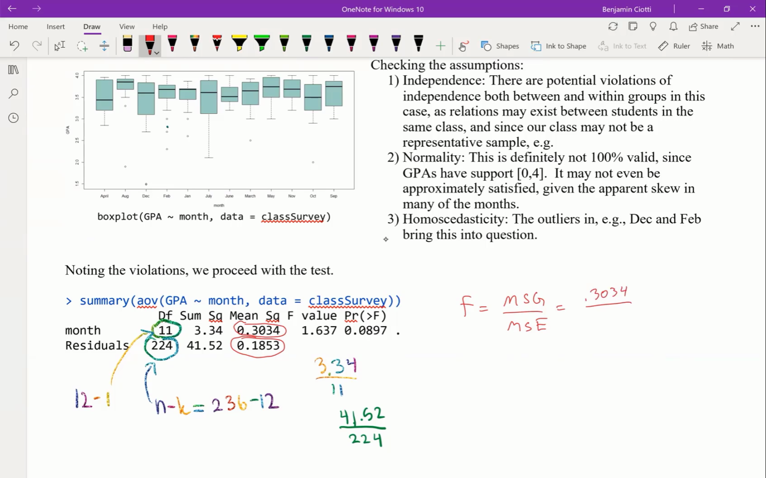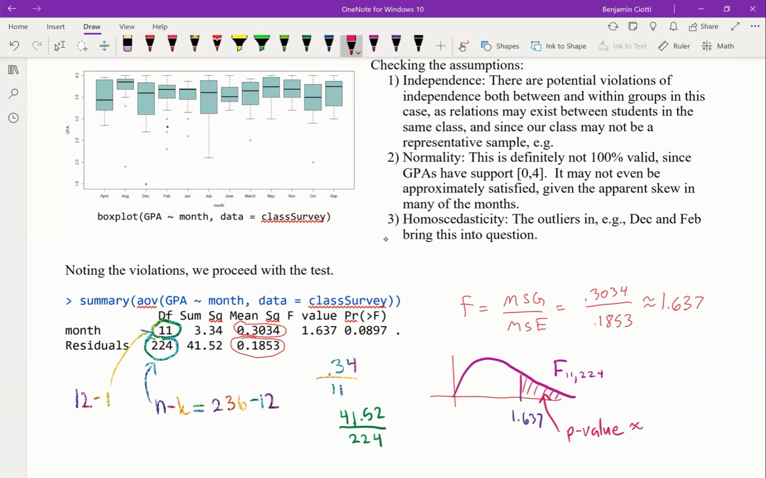that's about 0.3034 over about 0.1853. It's about 1.637. So that's my F statistic. Finally, if I look at an F distribution with degrees of freedom 11 and 224, and I find my test statistic, which is 1.637, and I shade to the right, I get my p-value. And R tells me that it is about 0.0897.